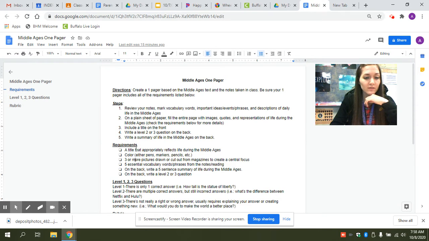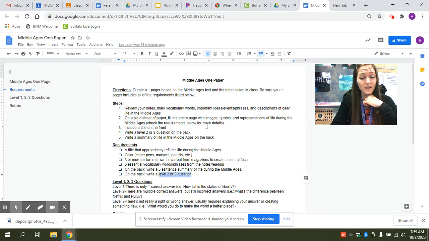Make sure you have color. Make sure you choose 3 or more images that you would like to draw, or you can also cut them out from a magazine. If you're not an artist, that's fine too. Then choose 5 essential vocabulary words. You can use phrases from the notes or the reading or your own research. And then on the back, you're going to have a 5-sentence summary of what life was like during the Middle Ages and write a level 2 or 3 question. If you are confused or haven't used this sort of definition before, I'm going to have the definitions here and we'll go over those in a sec.